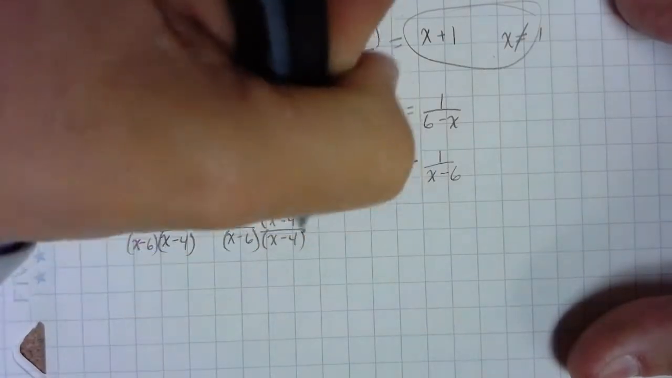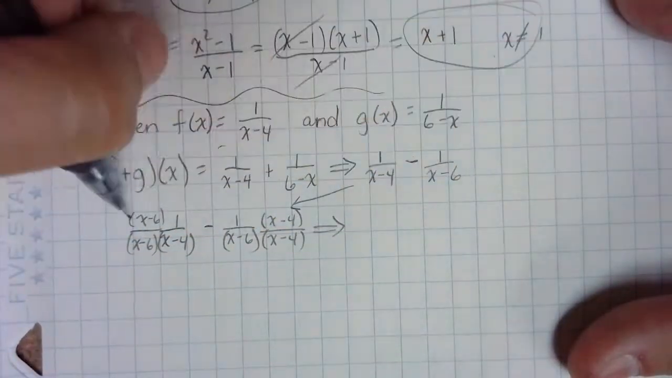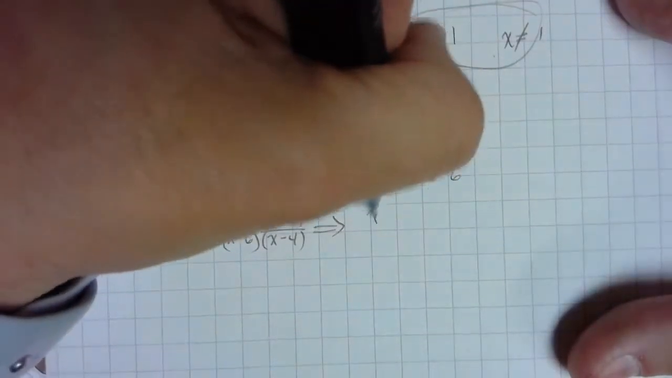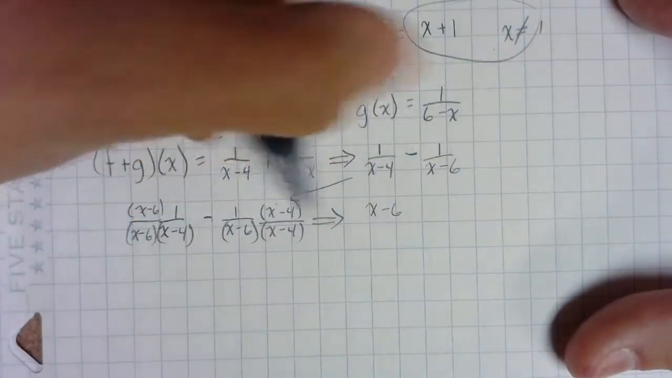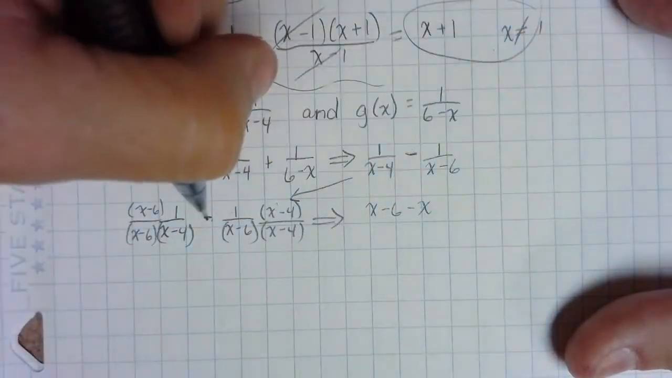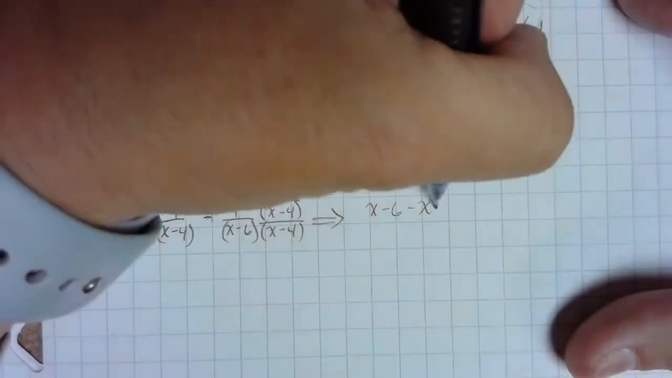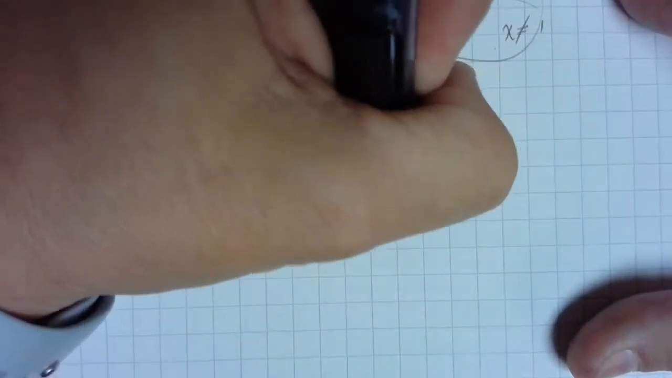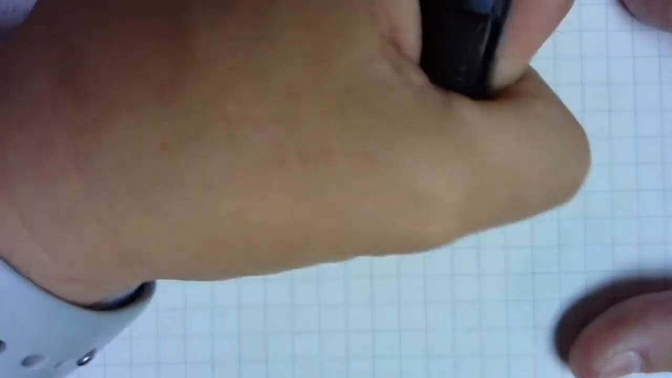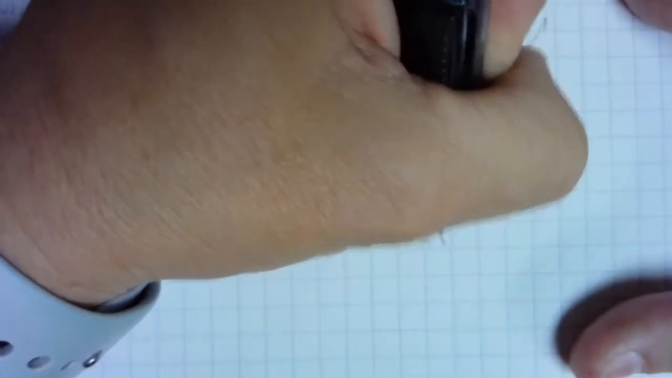And what I end up with is x minus 6 in the numerator minus x minus negative 4, so that makes it plus 4, all over x minus 6, x minus 4.